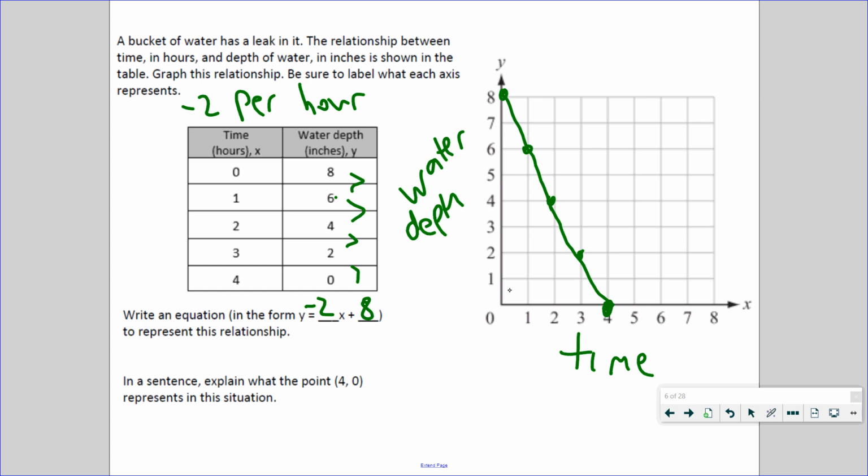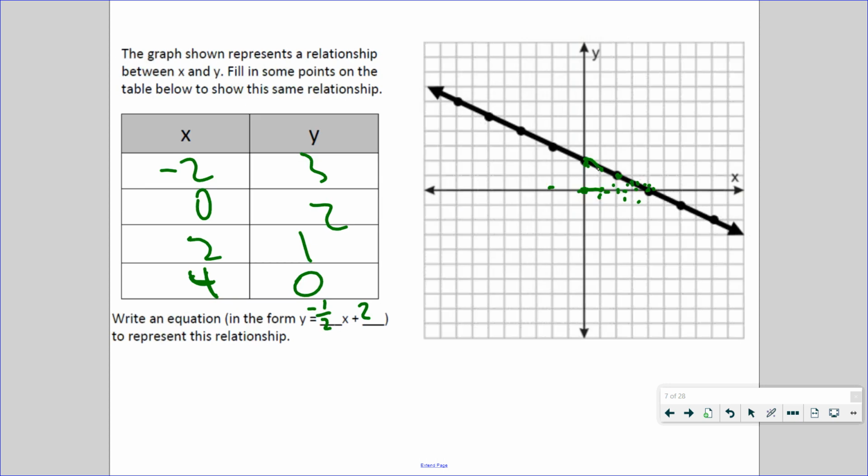Here's a perfect example. Here's 0. What happened to the x? Every time we see an x, it keeps going down by 2. Going down by 2. So that's why it's negative 2x, and we start at 8. Same thing here. It's going down half of an x, but it started at 2. And that is our equation.